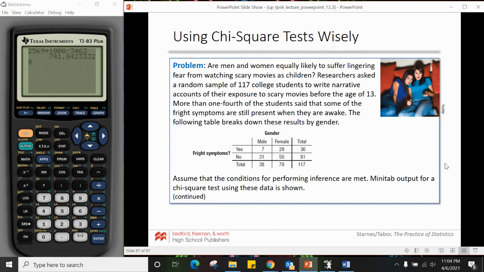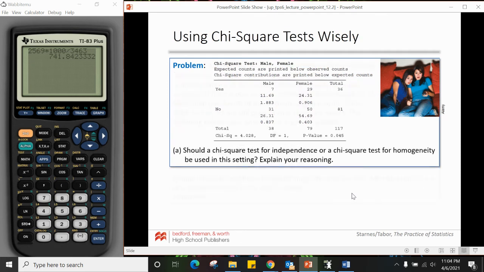So, are men and women equally likely to suffer lingering fear from watching scary movies as children? Researchers asked a random sample of 117 college students to write narrative accounts of their exposure to scary movies before the age of 13. Assuming the conditions for performing inferences are met, Minitab has the data below. And it says, should a chi-square test for independence or a chi-square test of homogeneity be used in this setting?